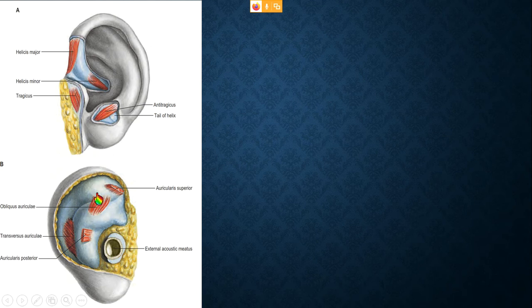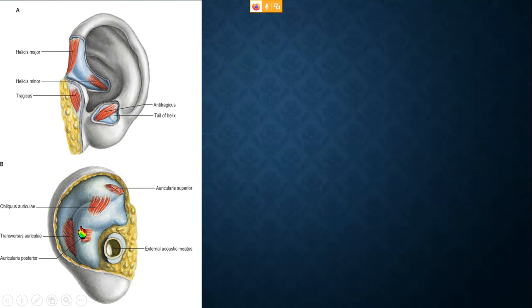So in the extrinsic muscles we have seen three muscles: auricularis superior, anterior and posterior. Then the intrinsic muscles are helicis major, helicis minor, tragicus, antitragicus, obliquus auriculae and transverse auriculae. Their actions are to modify the shape of the pinna, since their actions are minimal in most human ears.